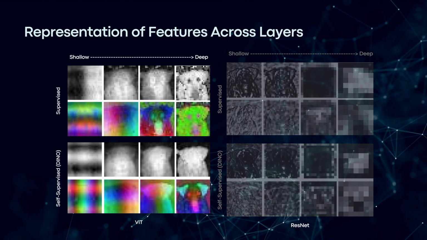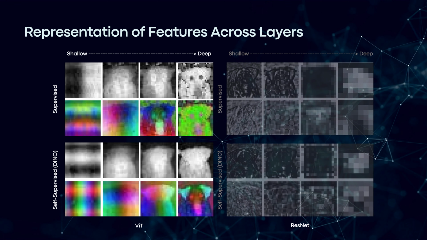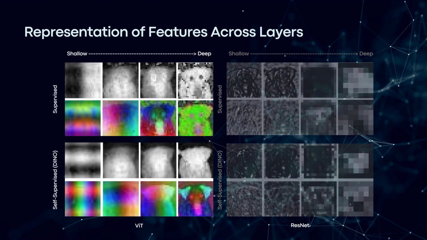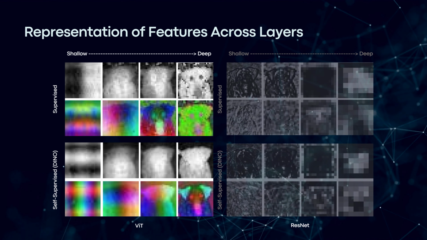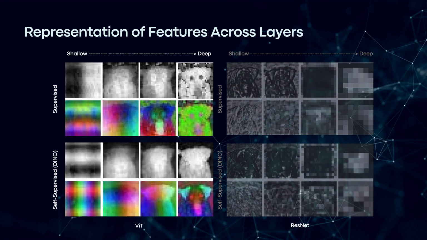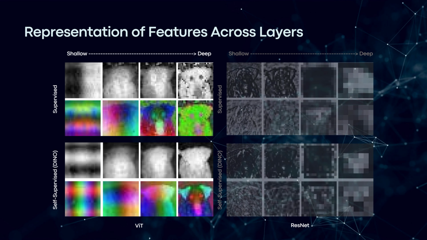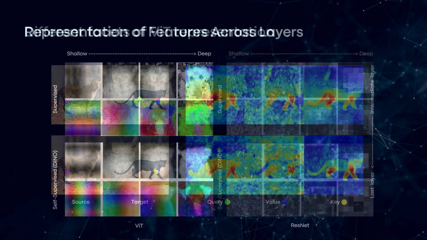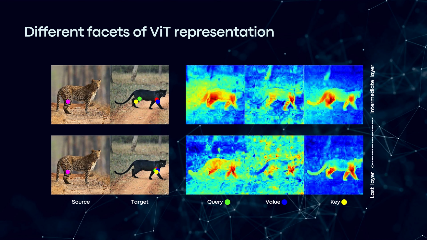On the left, we have the Vision Transformer layer's feature visualization. Vision Transformer maintains spatial resolution throughout its layers and has a receptive field covering the entire image. The shallow features capture positional information, while deeper layers emphasize semantic features. What is really interesting is that the intermediate features contain both positional and semantic information. Let's move on to a representation of different facets of vision transformers.